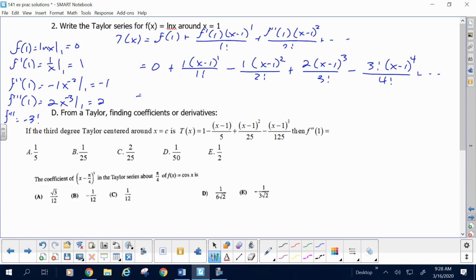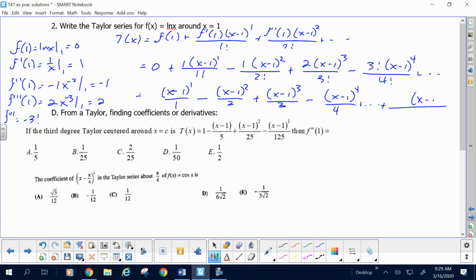So it seems like what's going to happen is I have factorials canceling out, and I'll be left with the denominator. So maybe something like positive x minus 1 to the first over 1 minus x minus 1 squared over 2 plus x minus 1 cubed over 3 minus x minus 1 to the fourth over 4. Once I get a feel for the pattern, then I can write the general term. It's x minus 1 to the n over n.